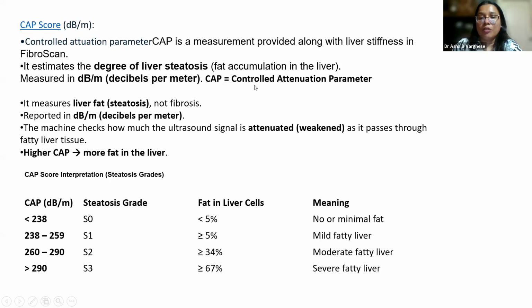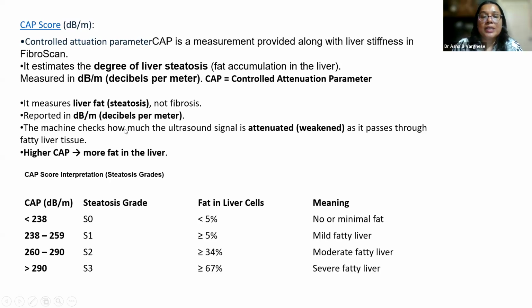CAP, the full form is controlled attenuation parameter. It measures the liver fat or steatosis. It does not tell you about the fibrosis. So you will certainly get a case sometimes where fibrosis is 0 but your CAP score is very high. That means your fatty liver is severe. Or you might get something like fatty liver at S1 or S2 level, but the fibrosis is way ahead.